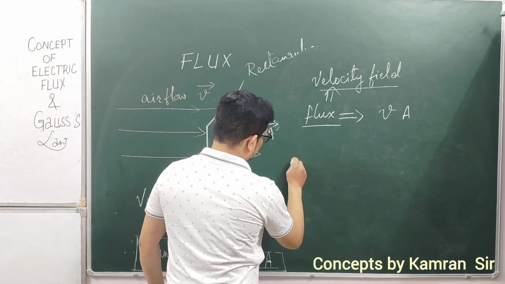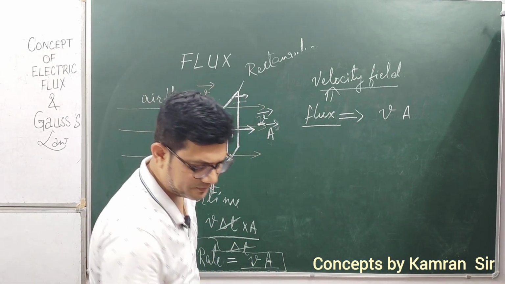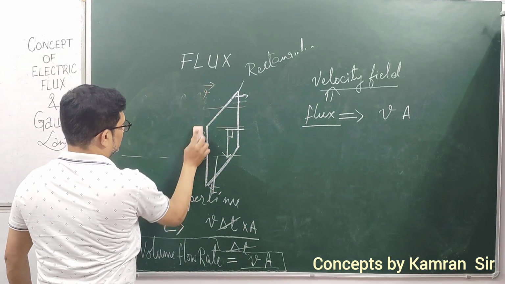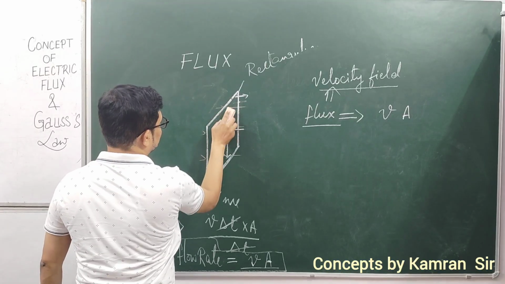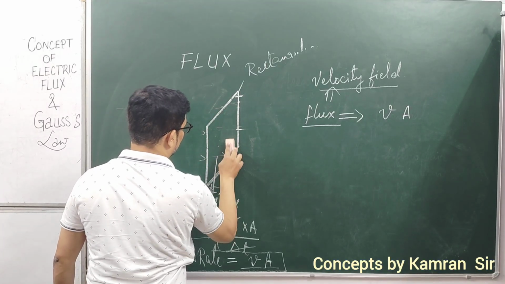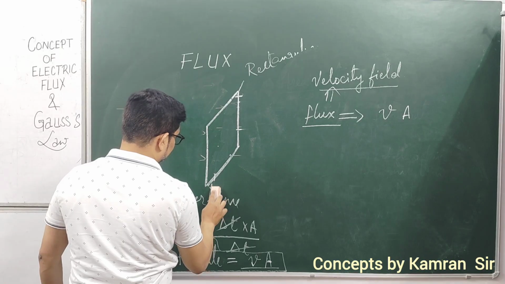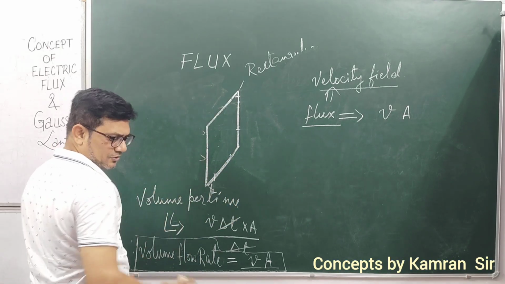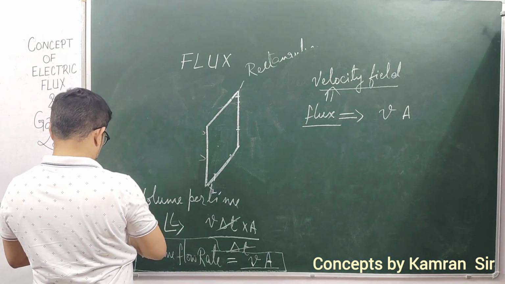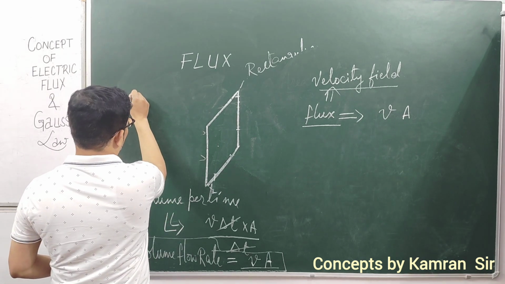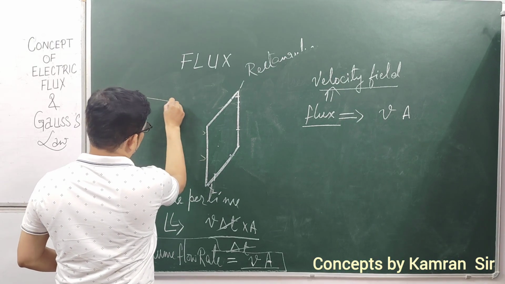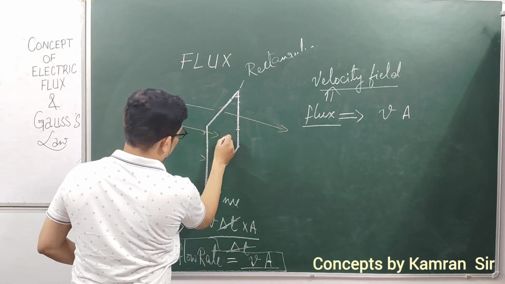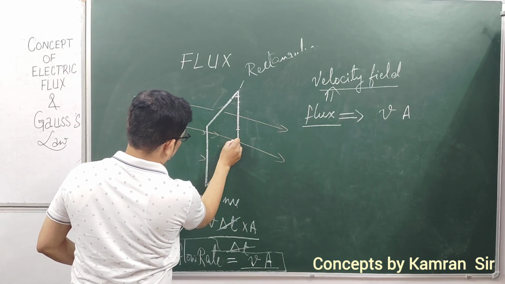Suppose I redraw this situation, and now I make the airflow to be in between these two extreme situations, where all are passing through and none are passing through. Some are passing through, some are not. What could be the situation? It could be that this airflow direction, the velocity, is making an angle. It is passing through in this direction.